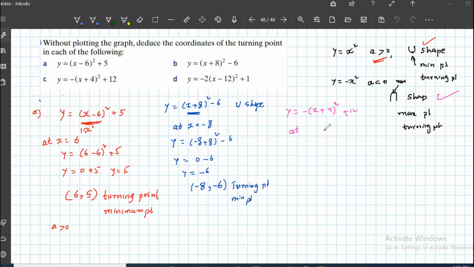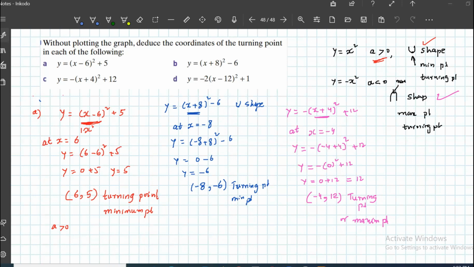Again, the rule is the same: for which value of x would this part be 0. So x is equal to minus 4 will work for us. So y is equal to minus bracket open (minus 4 plus 4) whole square plus 12. That gives me minus (0 whole square) plus 12. That means it is 0 plus 12, which is equal to 12. So the required coordinates are when x is negative 4, the maximum value of y is 12. So this is the required turning point, or we can say the maximum point.